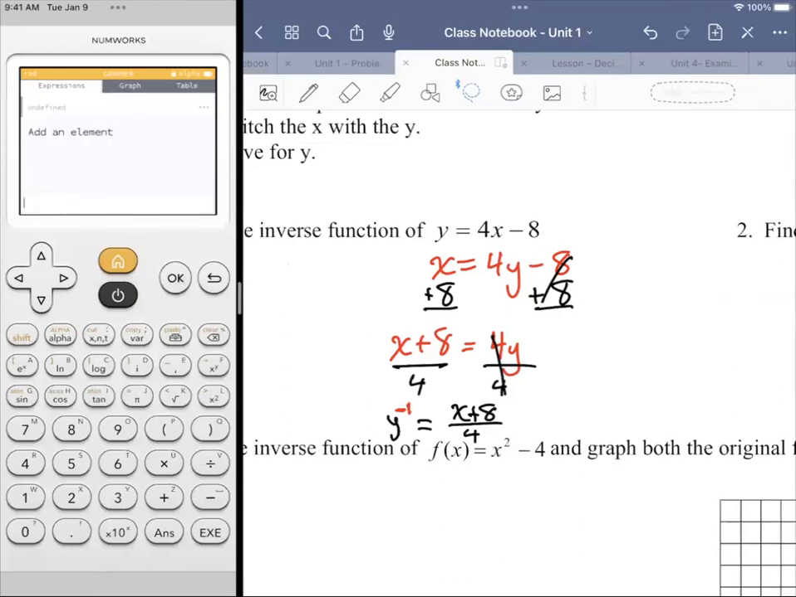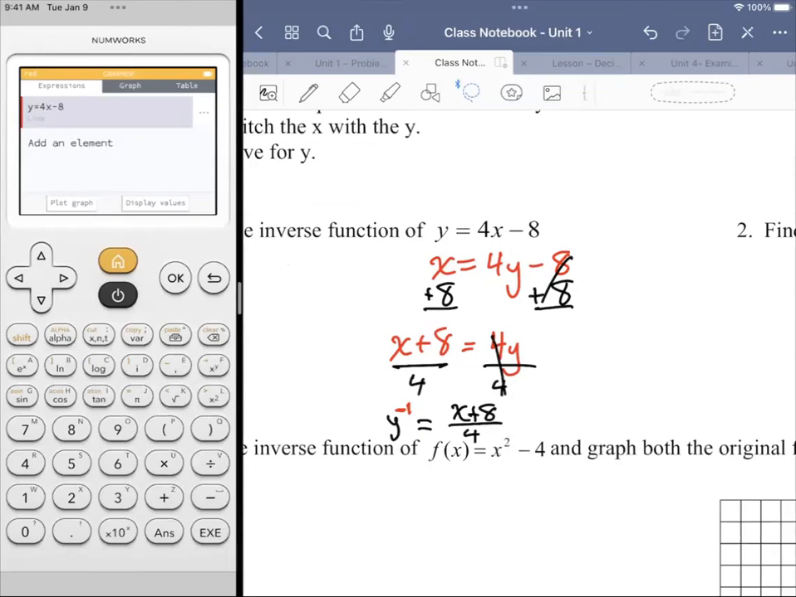I'm just going to type in y. So that's alpha 3. Alpha 3 brings up a lowercase y, which is what we want, equals, so that's shift, then the pi button, then 4x minus 8. So what I can do is I can just plot this.